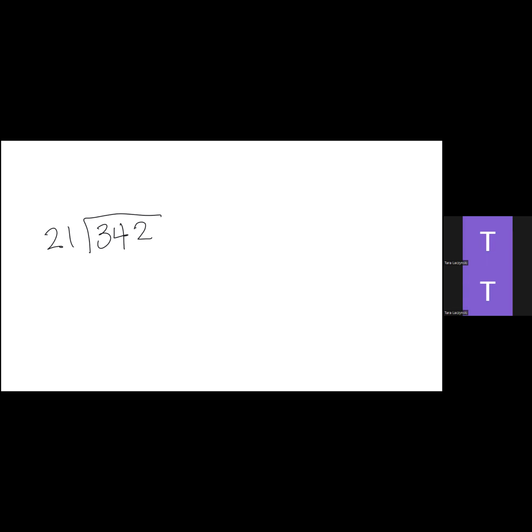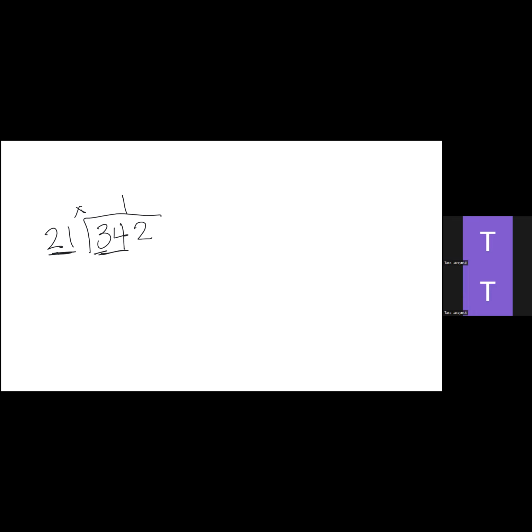We know that our first number goes inside of the house. Our second number goes outside. And when we're working with a two-digit divisor, we want to make sure we're using the whole thing. We cannot split this into pieces. So we're asking ourselves, can 21 go into 3? It cannot. Can 21 go into 34? Absolutely. It can go in one time.